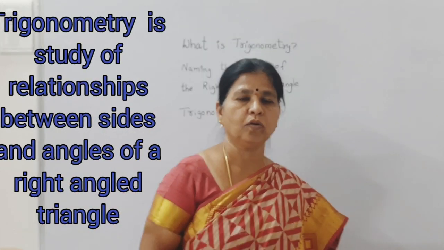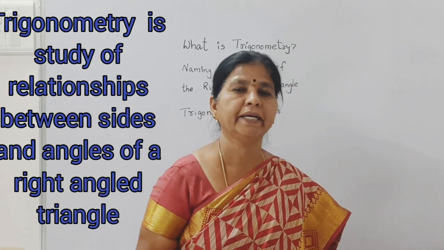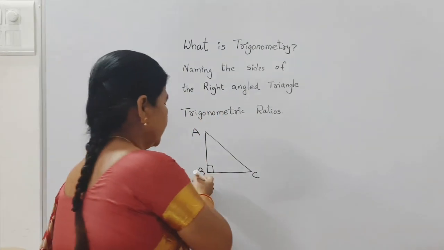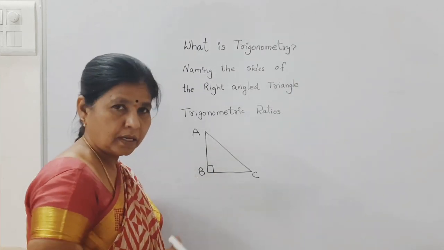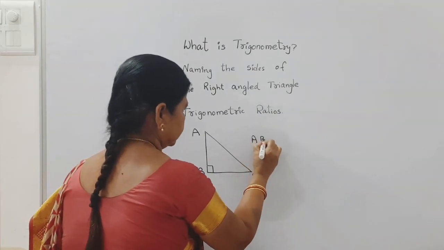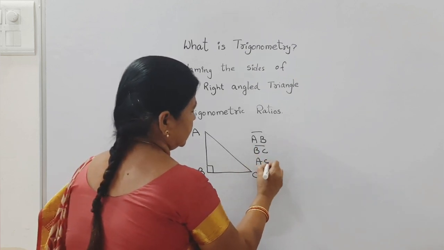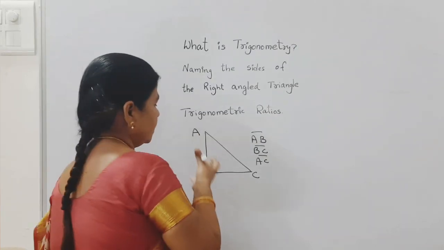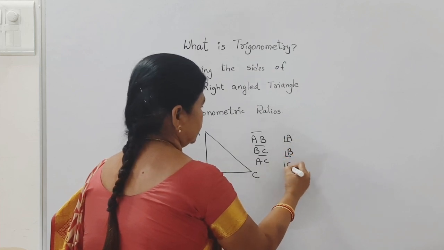Trigonometry is the study of the relationship between the angles and sides of a right angled triangle. Okay. Let us consider a right angled triangle ABC. Now, how many sides are there in this triangle? There are three sides. One is AB, another one is BC and another one is AC. How many angles are there? Here are three angles: angle A, angle B, angle C.